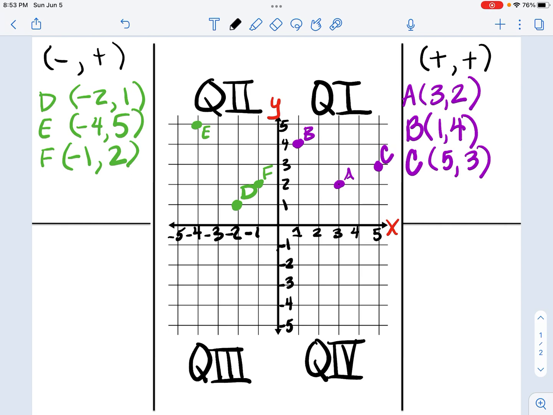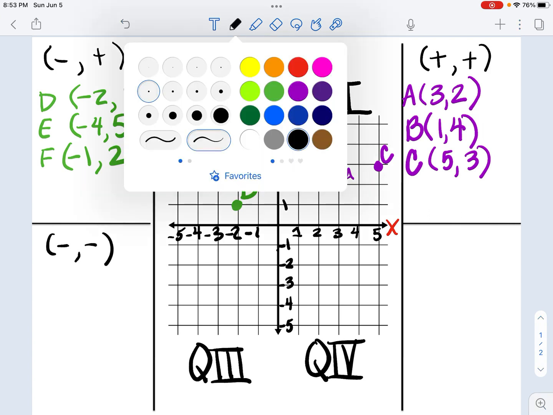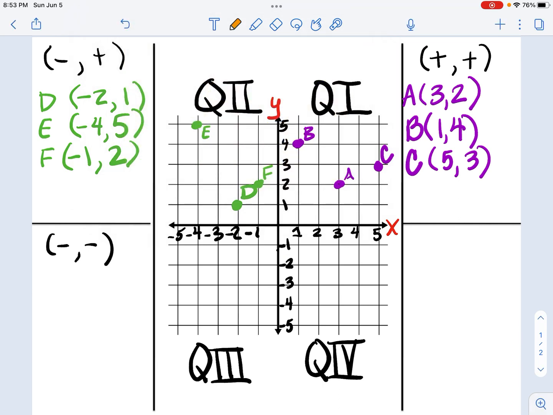All right, so you'll notice that over here, all the x values are negative numbers. So the x's are negative, and all of the y's are also negative numbers. So we've done A, B, C, D, E, F. We're going to do a G, H, I.